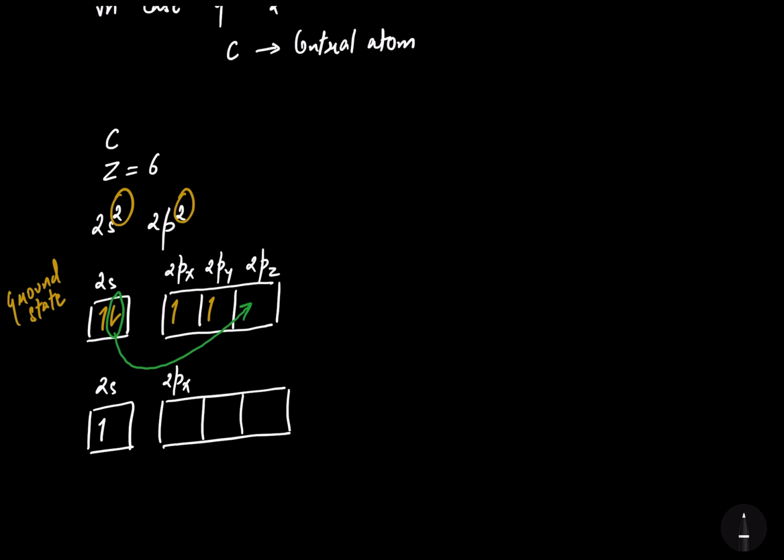That's 2px, 2py, 2pz, and all are having now 1 electron each. So these 4 atomic orbitals containing 1 electron will overlap with the atomic orbitals of oxygen containing 1 electron. So there will be the formation of covalent bonds, and those covalent bonds will now be 4 in number, because now we got 4 electrons in carbon in 4 different atomic orbitals. So this is called the excited state of the carbon.